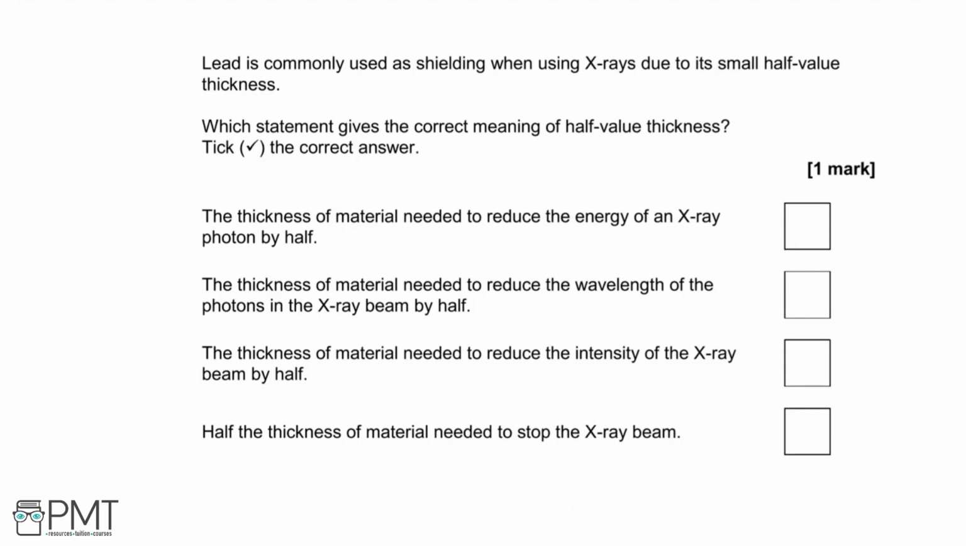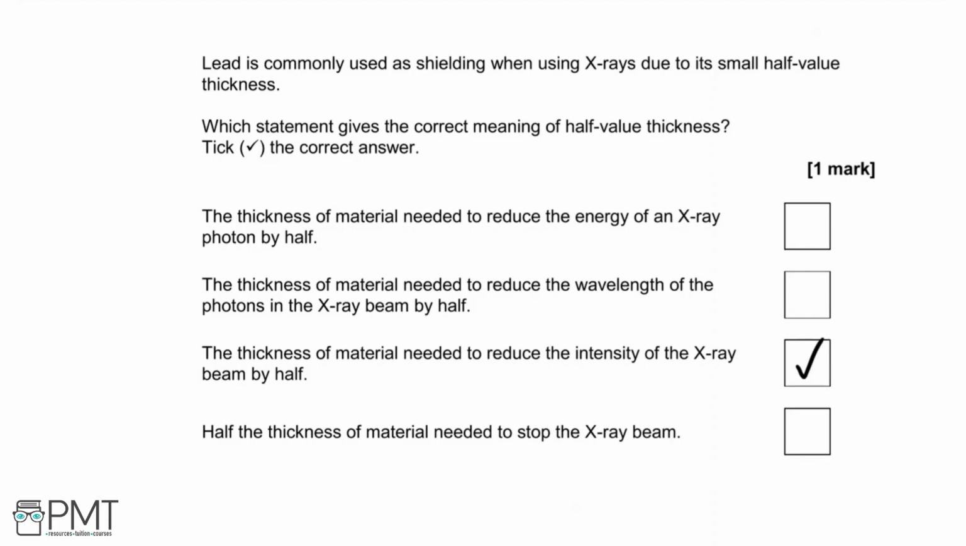Now the answer to this is going to be the third one, because we're taking a material such as lead and reducing the intensity. It's kind of an asymptote, which means that we'll get closer and closer to 0 intensity, but never quite reach it theoretically. But we can definitely reduce it by half, and we need a certain thickness to do that.